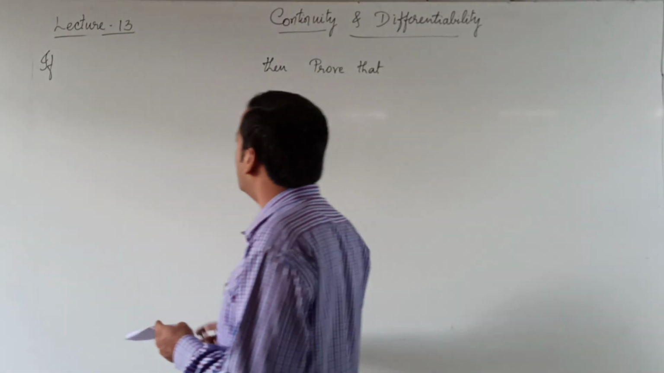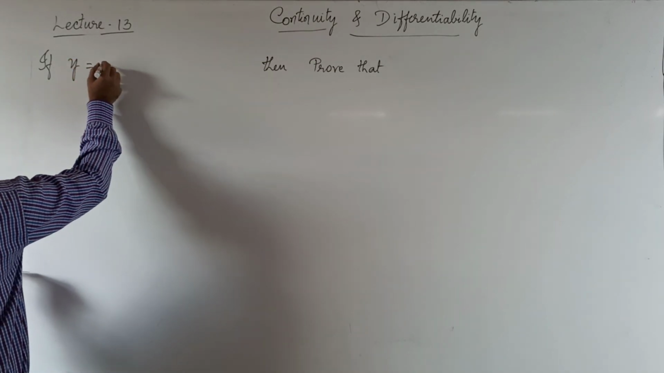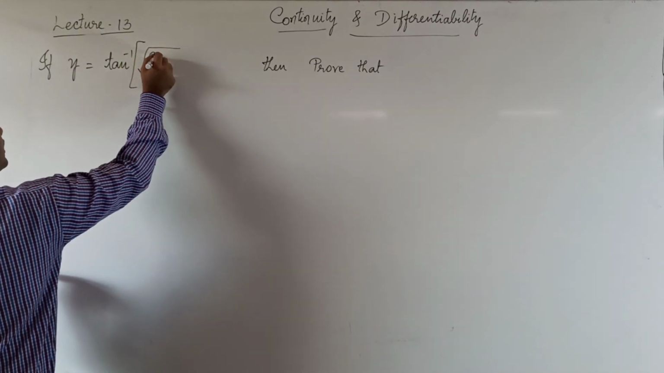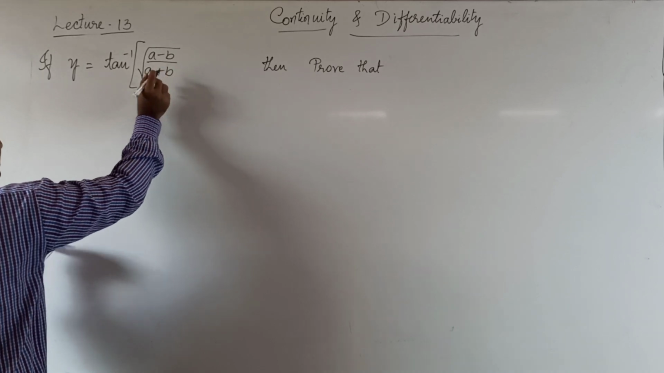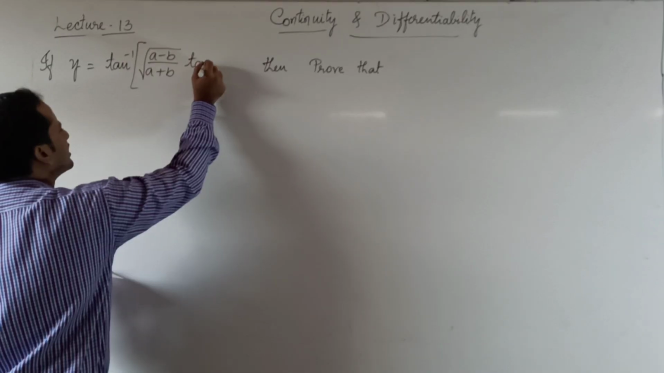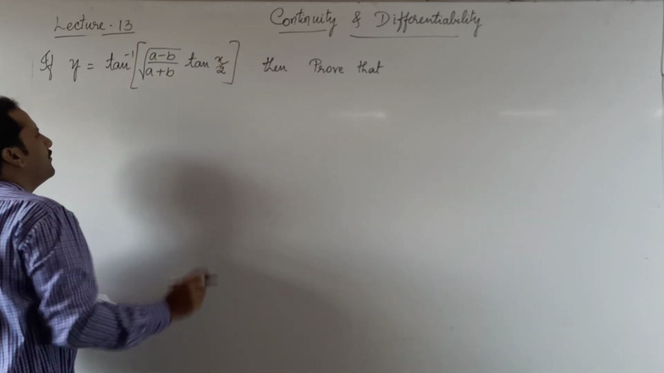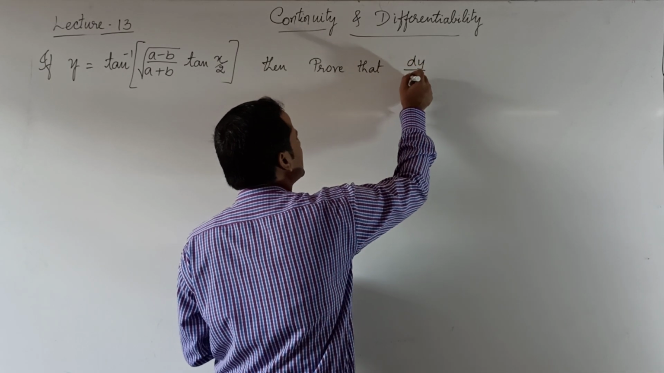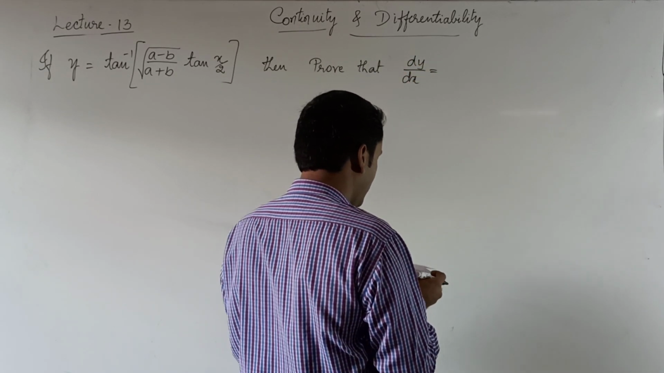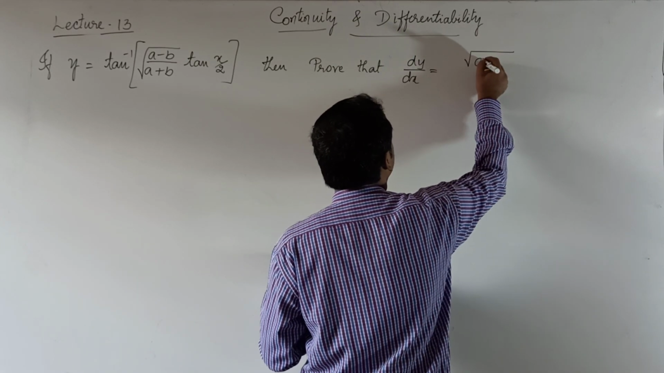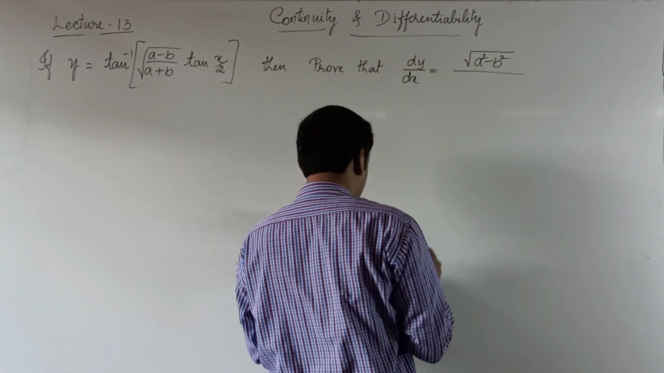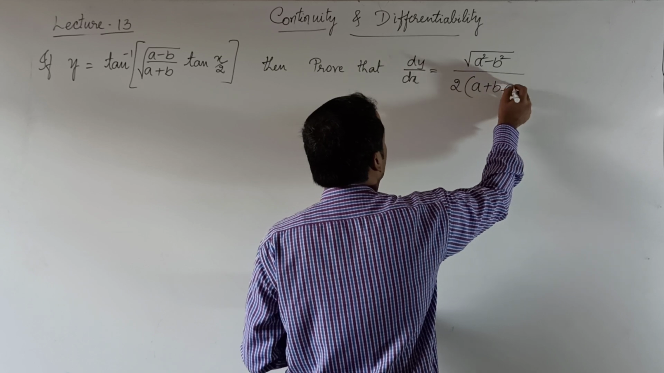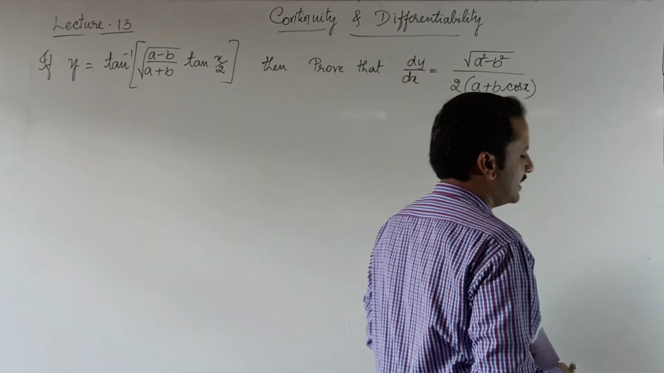If y is equal to tan inverse of root of a minus b by a plus b into tan x by 2, then prove that dy by dx is equal to root of a square minus b square divided by a plus b cos x.